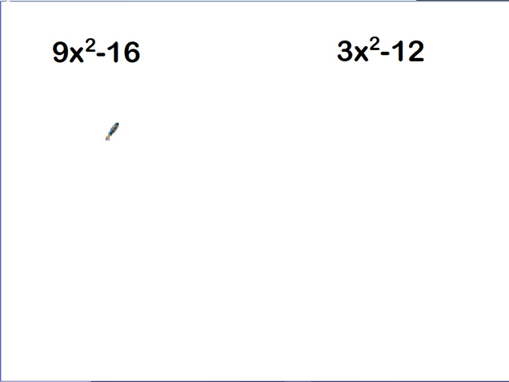We're going to look at this example. It looks a little bit different, but let's see, does it meet our requirements? We have two terms with subtraction. Are both terms perfect squares? Well, 9 is a perfect square, x squared is a perfect square, so we're good there. 16 is also a perfect square. So even though it looks a little different, it still fits our process. Square root of each term. Square root of 9x squared would be 3x. Square root of 16 would be 4. So my two factors are 3x plus 4 and then 3x minus 4.